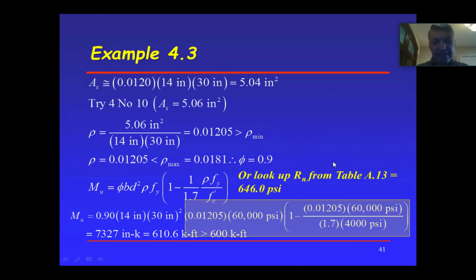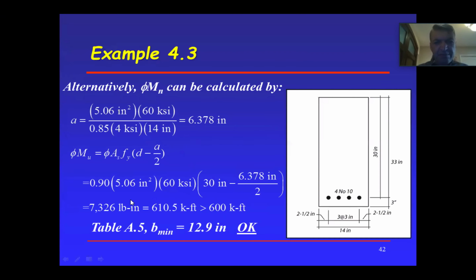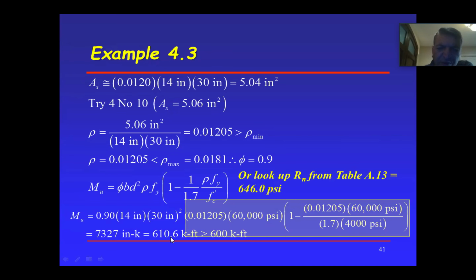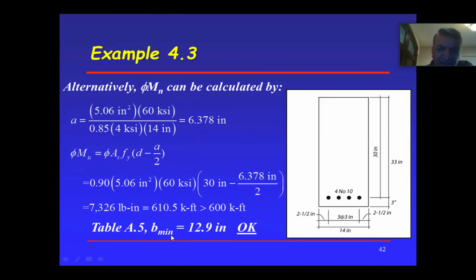Now, another way, instead of doing this to calculate the moment, phi Mn can alternatively be calculated by doing this. a is equal to As Fy over 0.85 f'c b. Remember, we've seen that. And then you can use this equation, phi As Fy (d minus a over 2). Plug everything here, you know everything, and then you get the same answer. Look at that, 610.5, 610.6. Very close.